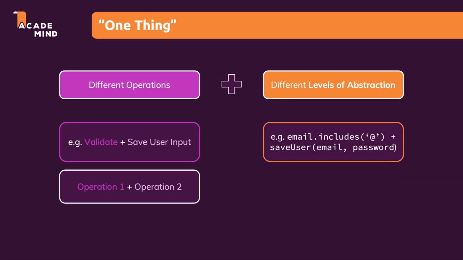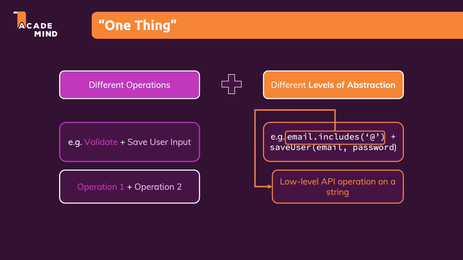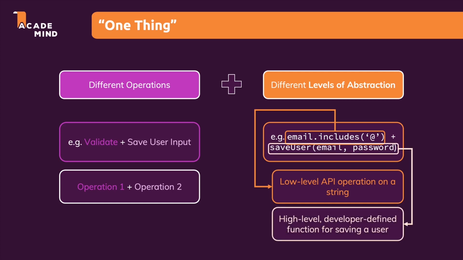Here's an example: email includes @ and save user. If we have a look at these 2 code snippets, then email includes is a pretty low-level API operation on a string. In JavaScript, it's a built-in method which we can call on strings to check if a string contains a certain character or text. Save user, on the other hand, is pretty high level. It's a developer-defined function for saving a user. We're not using some low-level built-in API here.